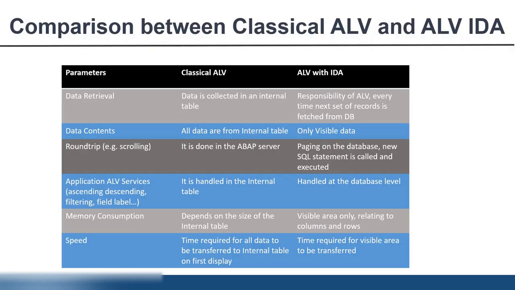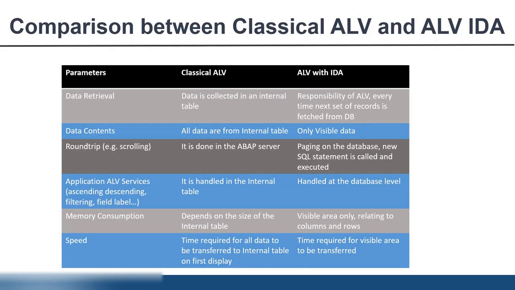ALV functionalities. In classical ALV, ALV functionalities are handled within the internal table. In case of ALV IDA, those are handled at the database layer. That is, code pushdown happens over there. Memory consumption. In case of classical ALV, memory consumption depends on the size of the internal table, whatever records you have in the internal table. In case of ALV IDA, memory consumption is limited to one page of data.